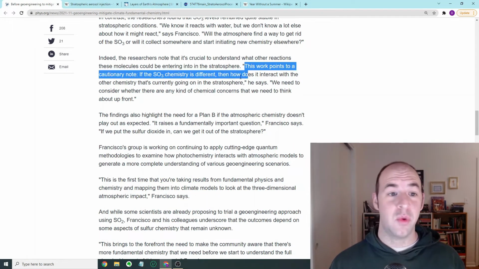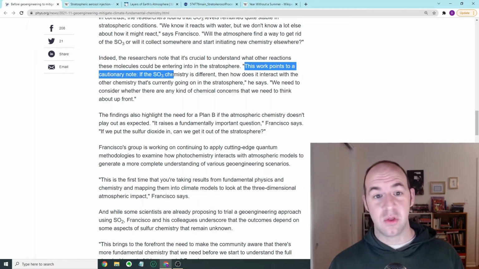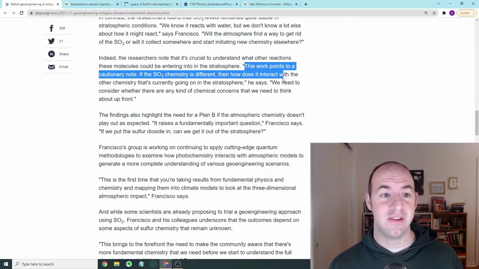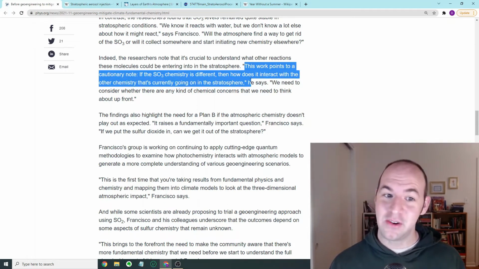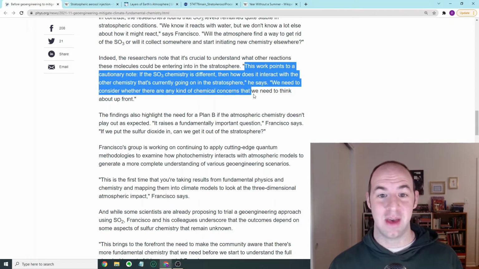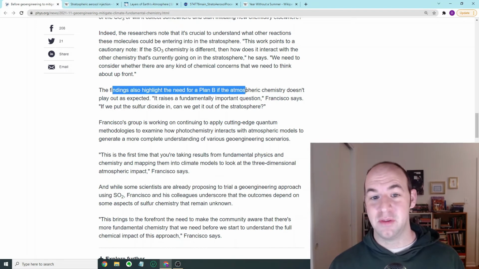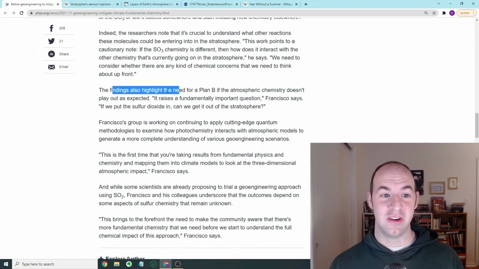They say this work points to a cautionary note. If the SO3 chemistry is different, then how does it interact with other chemistry that's currently going on in the stratosphere? We need to consider whether there are any other kinds of chemical concerns that we need to think about up front.